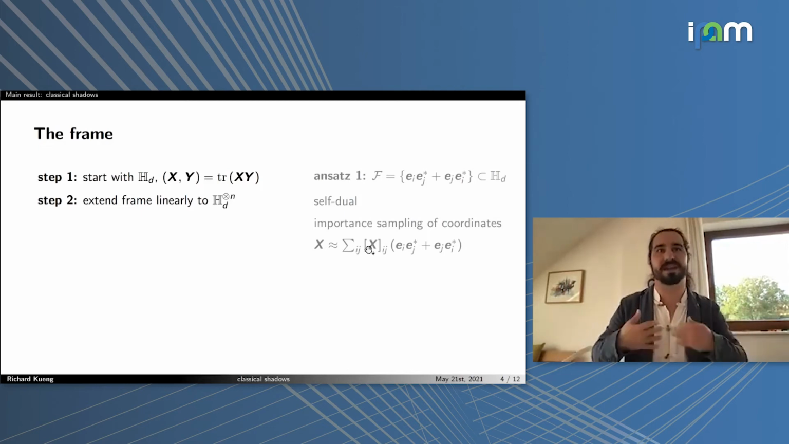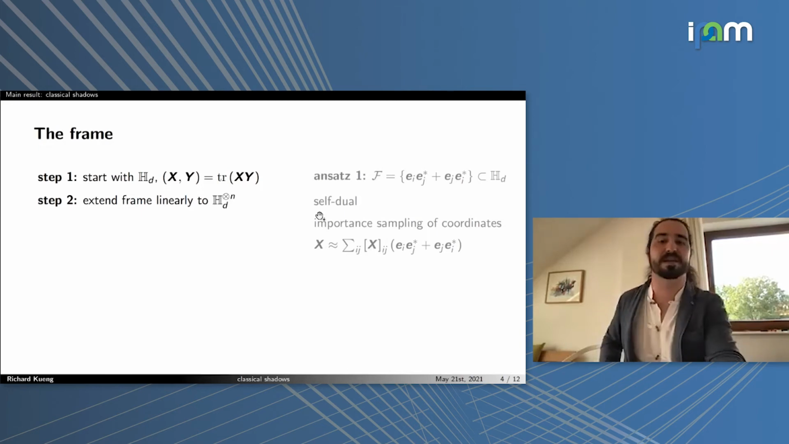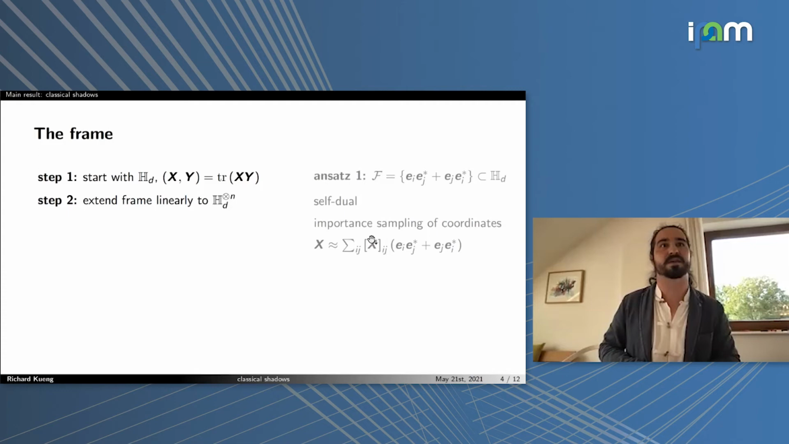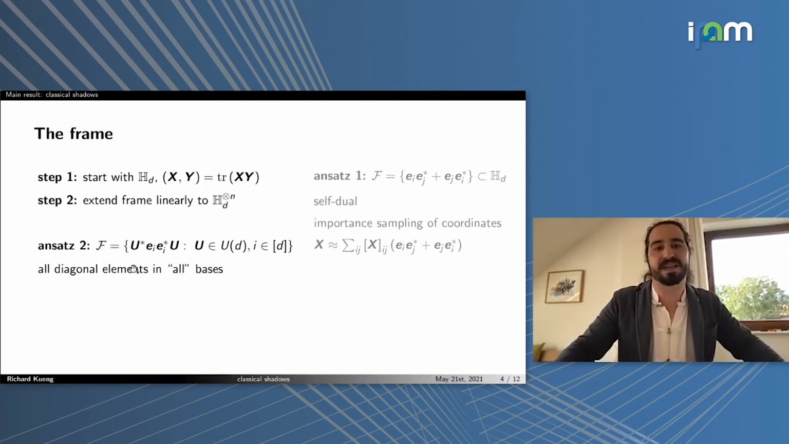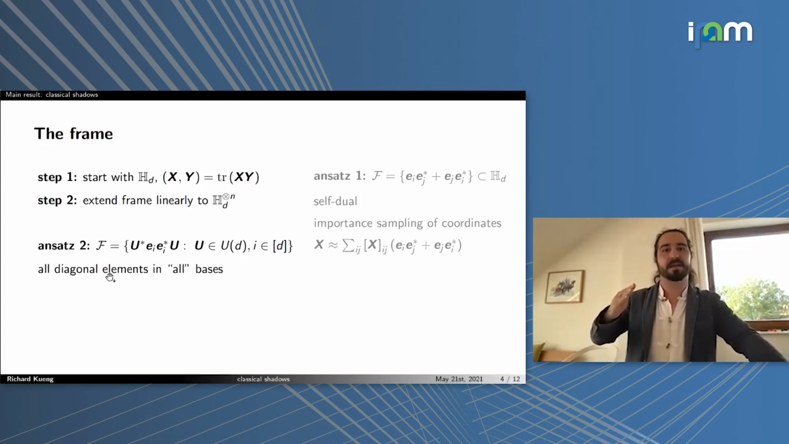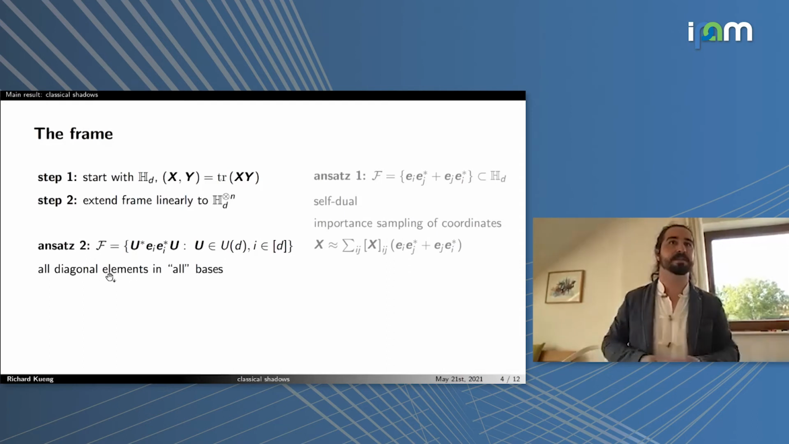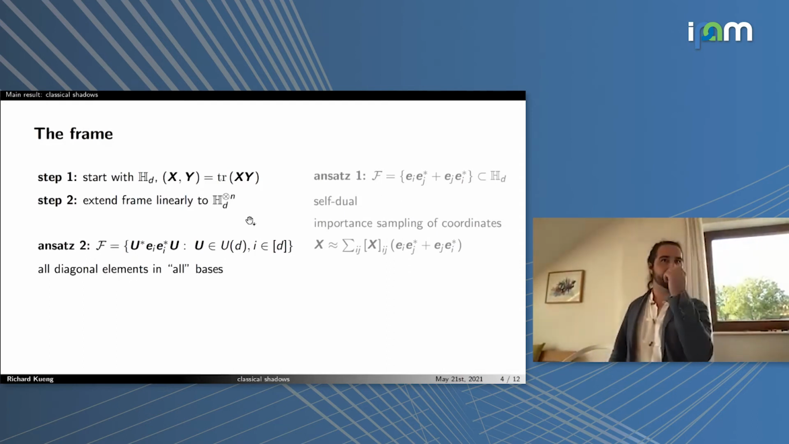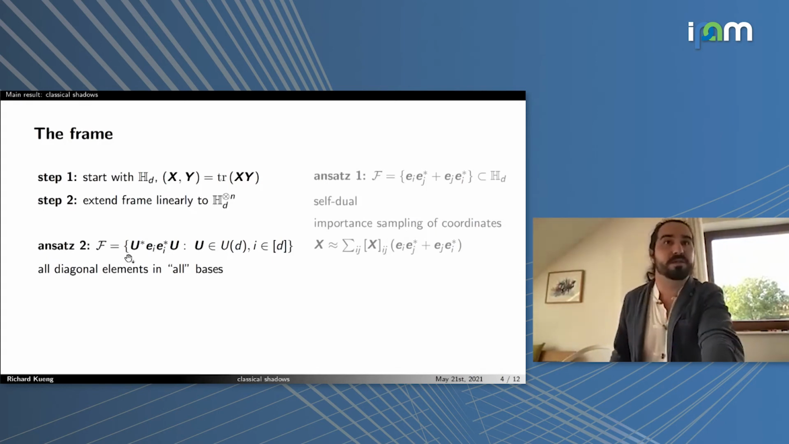I want to do something that is a bit less basis dependent, because here we're still doing importance sampling in one pre-specified basis. And if you want to do quantum computation, then this is typically not a good idea, to start with a fixed basis. And so the second ansatz I want to propagate, and I would actually want to use, is all diagonal elements in all possible bases. By this, I mean we take all the diagonal entries in the standard basis, but then we also take into account all possible basis rotations.